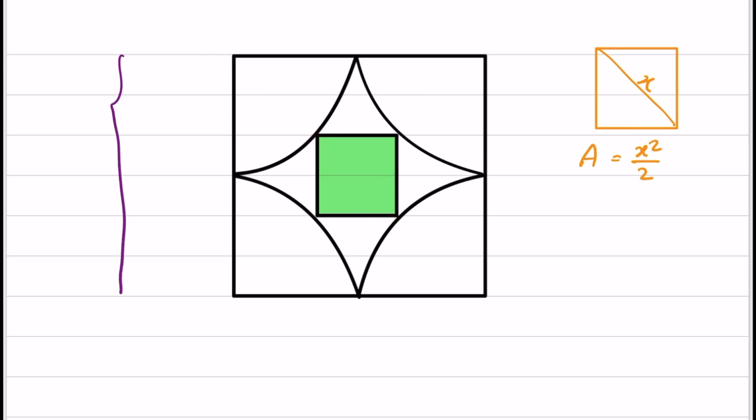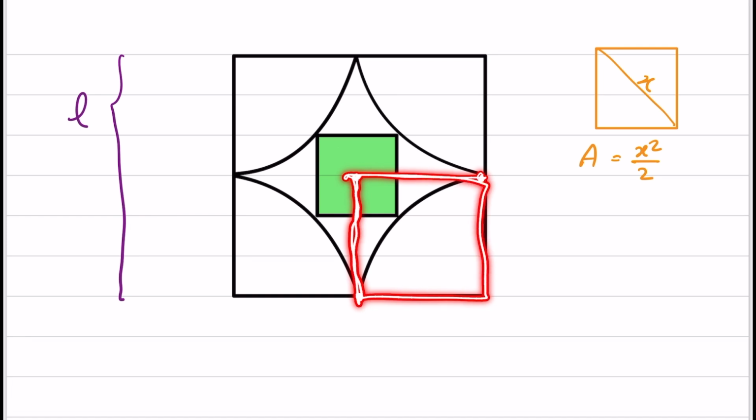Let's first define the side of the square as L. Next, I'm going to connect this point to the center of this square, and similarly the center to this point. We form a small square here, and if you take a look at the diameter of this small square, it is technically the radius of this quarter circle plus this half diameter we have here.